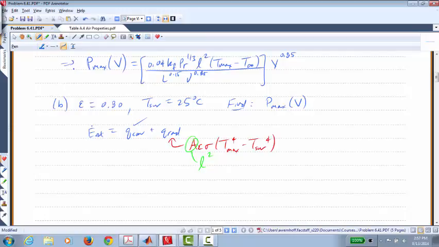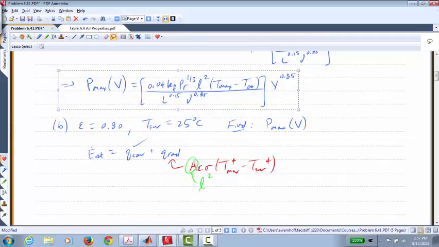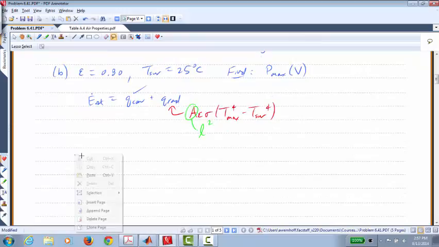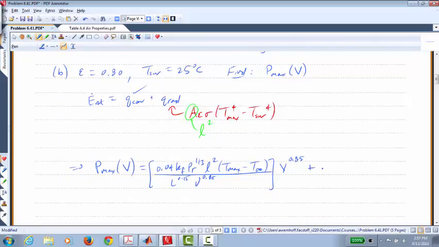So what we can do is grab our original equation and then simply add on to the end of it L squared epsilon sigma T max to the 4th minus T surroundings to the 4th. And you have to be careful, because the temperatures in the second part of the problem, since you have radiation, are required to be in Kelvin.